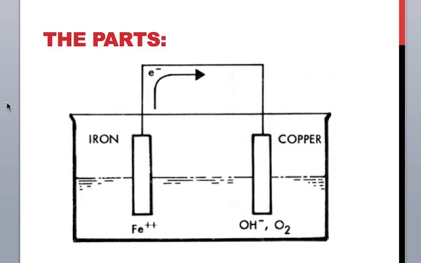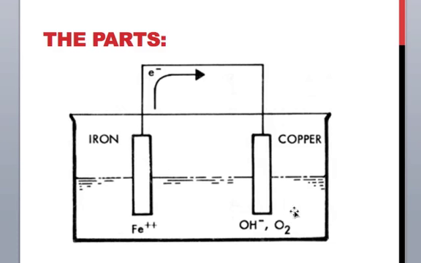The first is that you need to have two different metals. These are called electrodes, and if they're not different, then we're not going to get any voltage potential difference. And what that means is we won't have any electricity flowing. So as long as you have two different metals, you're off to a good start.